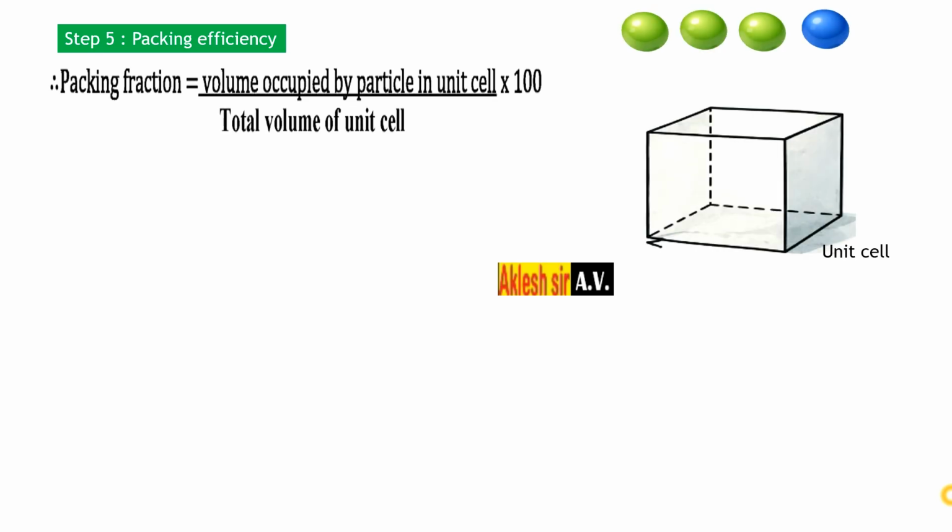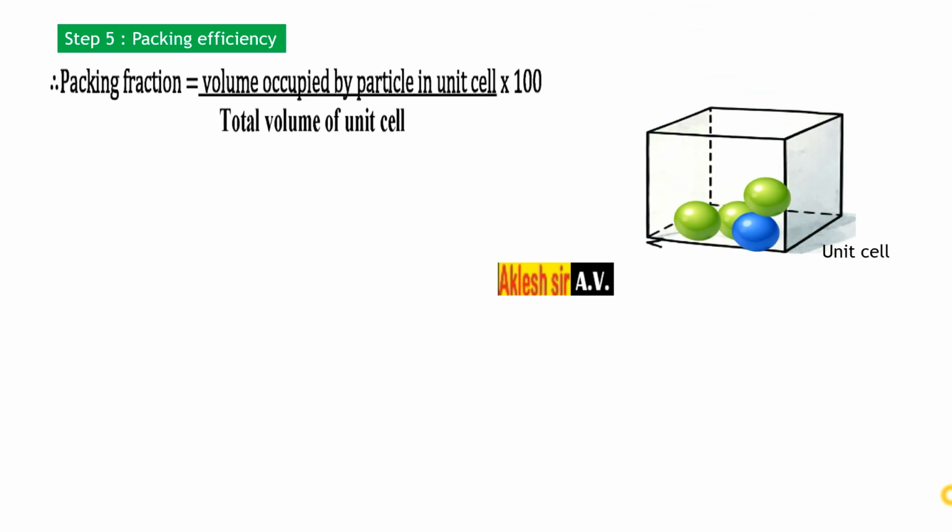Step 5. Packing efficiency. Packing fraction is equal to volume occupied by particles in unit cell divided by total volume of unit cell, multiplied by 100. Pi a cubed divided by 3 root 2 a cubed, multiplied by 100. The a cube above and the a cube below get cancelled. This simplifies to pi divided by 3 root 2 multiplied by 100.